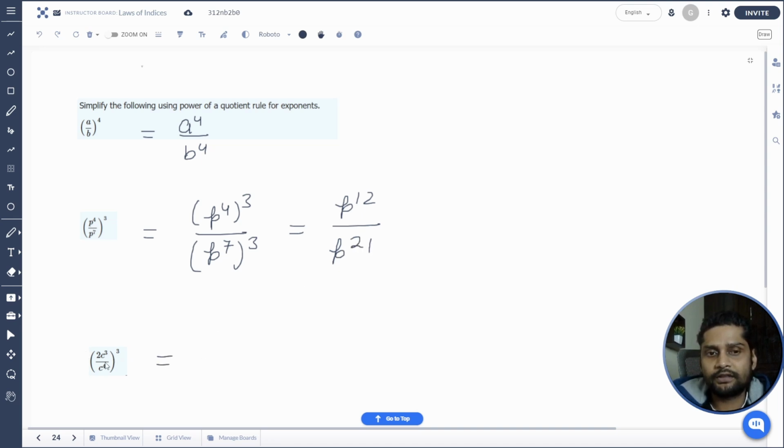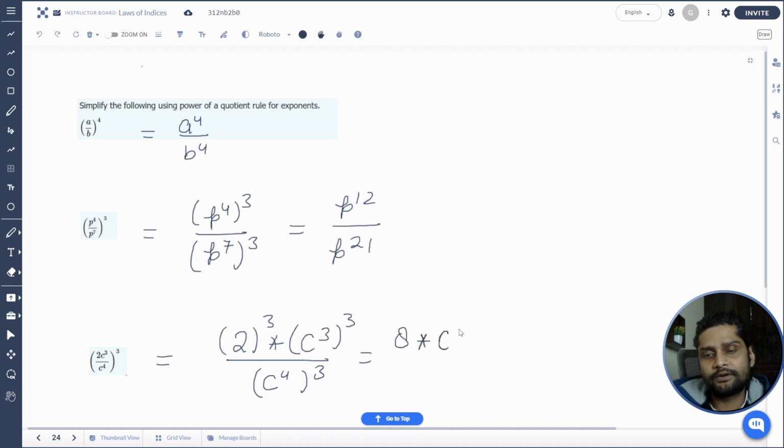Now here multiple laws are applicable. We have product as well as quotient. We have 2 times c cubed over c raised to the power of 4, and now there is a whole power of 3. So that 3 is applicable on each and every component of this expression. So that's what we do here, and then after that we have to simplify. It becomes 8. Here it becomes c raised to the power of 9, and at the bottom it becomes c raised to the power of 12.